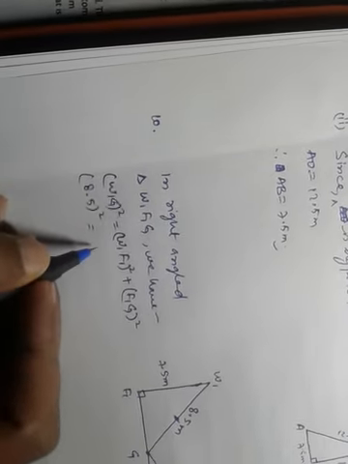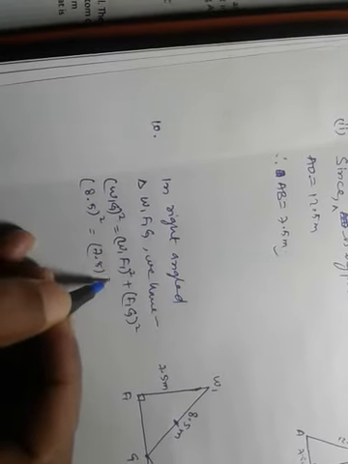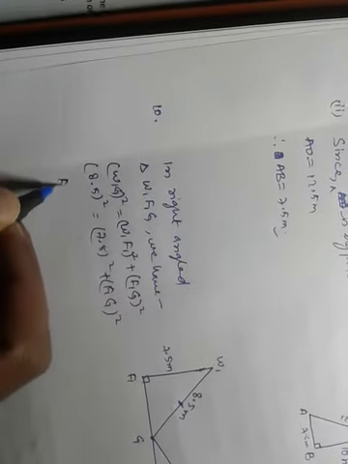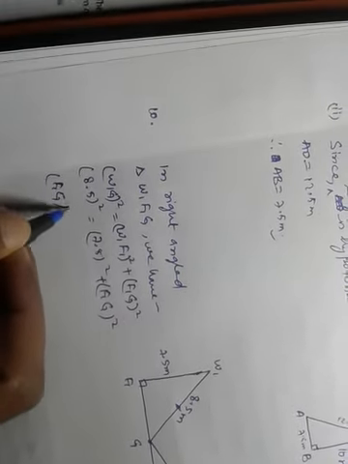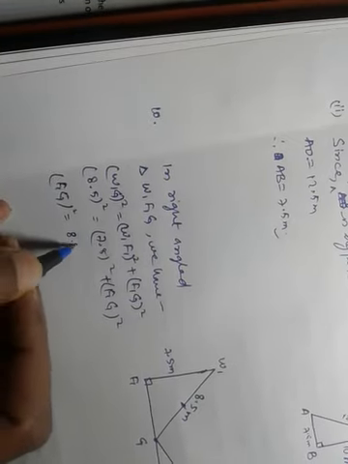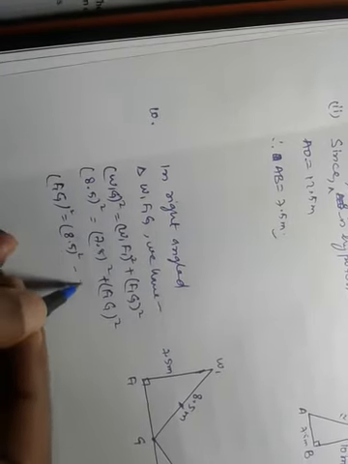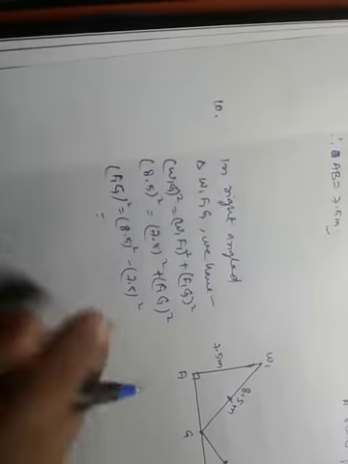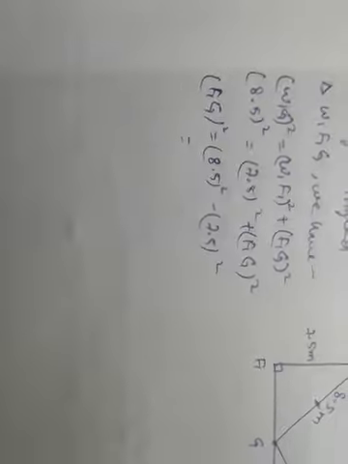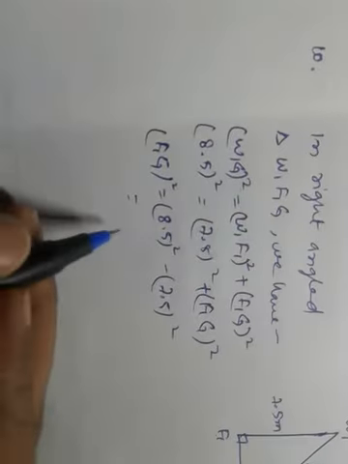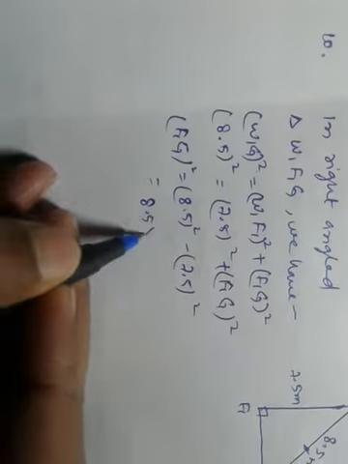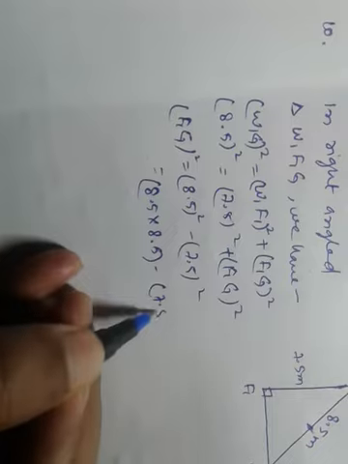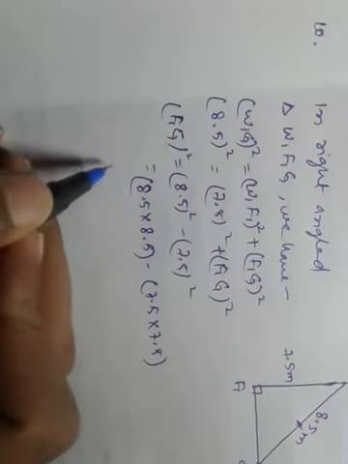8.5 square, 7.5 square, plus F1G square. So we have to find F1G square, that is 8.5 square. We move this one to this side, 7.5 square. Okay, so here it is 8.5 into 8.5 minus 7.5 into 7.5.